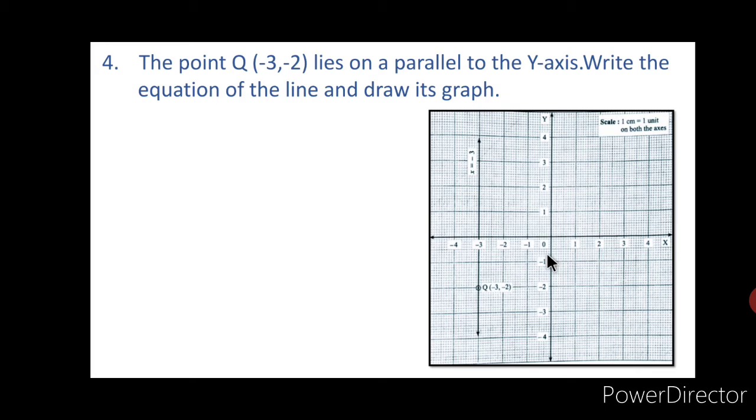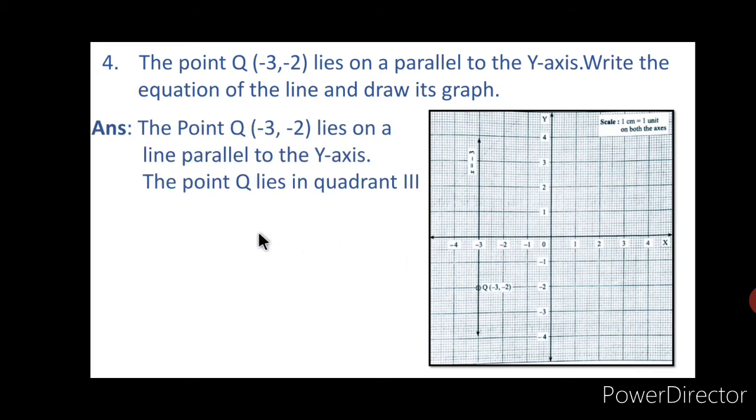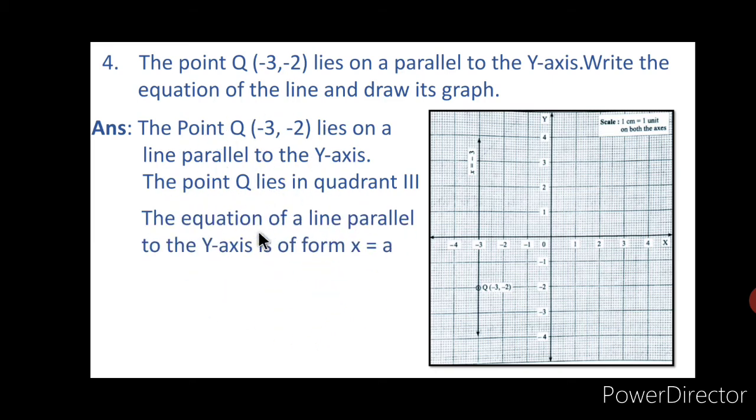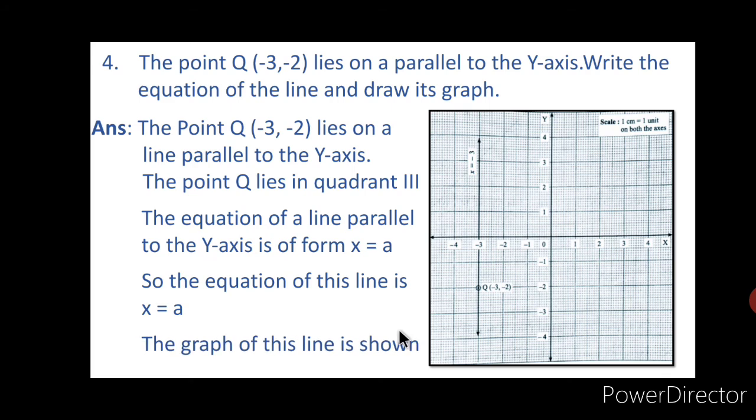Then we have to write the equation of that line, and this equation is in the form x is equal to a, and therefore the equation is x is equal to minus 3, and this point Q comes in the third quadrant. The graph of this line is shown here.